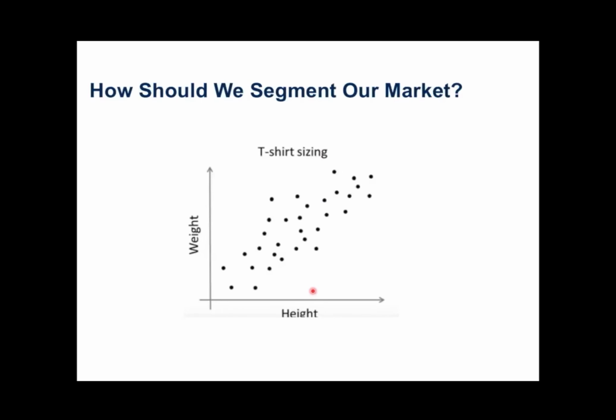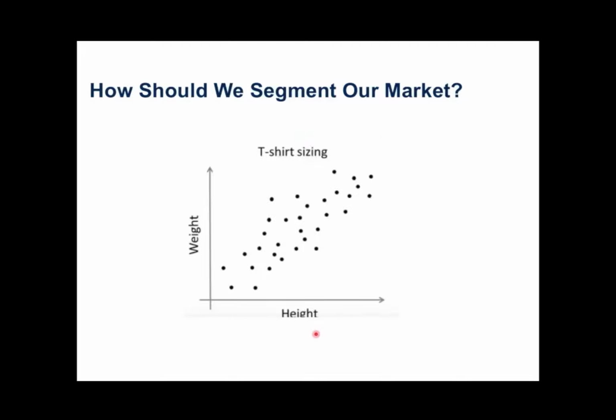So how would we segment our market? If we had a product such as t-shirts, where we knew that people have varying heights and weights, and maybe this is our entire population of customers, where would I start? How do I actually begin a customer segmentation process, knowing that this is my product, t-shirts, and I have different customers of height and weight?